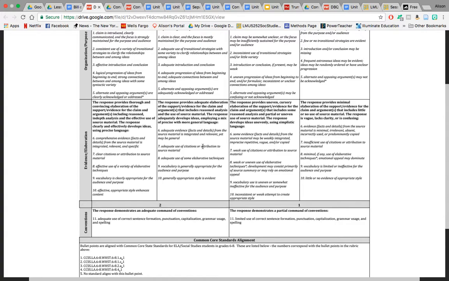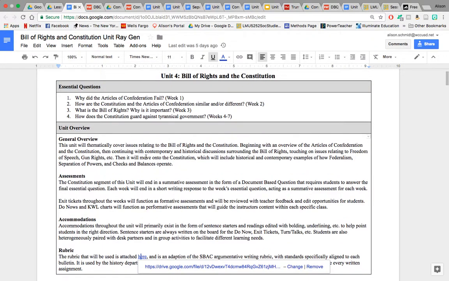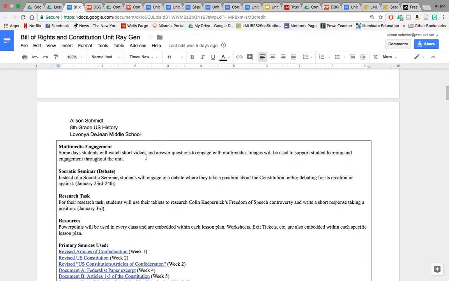For instance, in the last DBQ my kids did, we really struggled with citations. The kids know what evidence is, they know how to use it, but they're not telling me where they got it. So that's going to be a huge focus this unit as well.